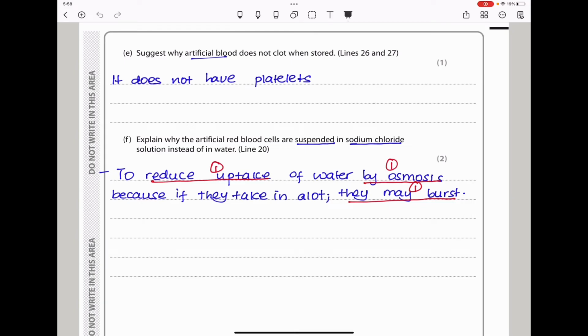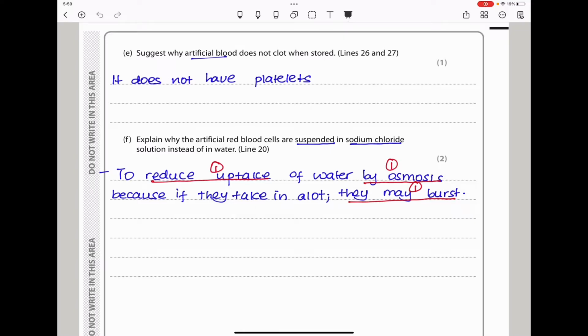Suggest why artificial blood does not clot when stored. So here we have to see clotting is brought about by platelets. So if artificial blood does not cause clotting, it means it does not have the platelets that are required to cause the clotting process. So I say it does not have platelets.